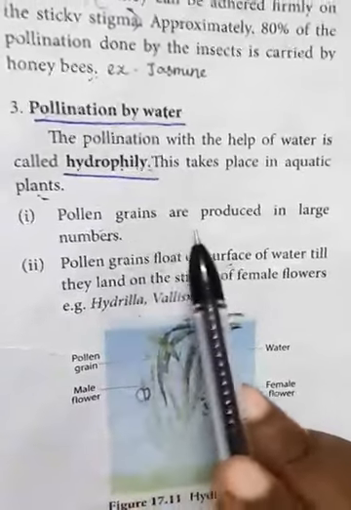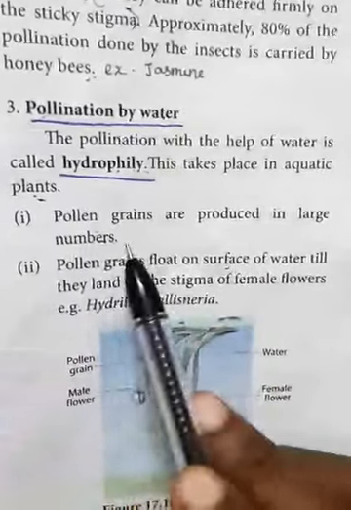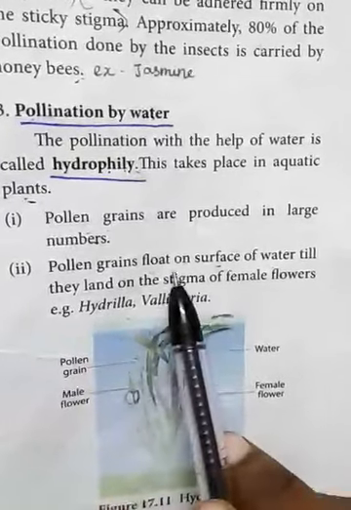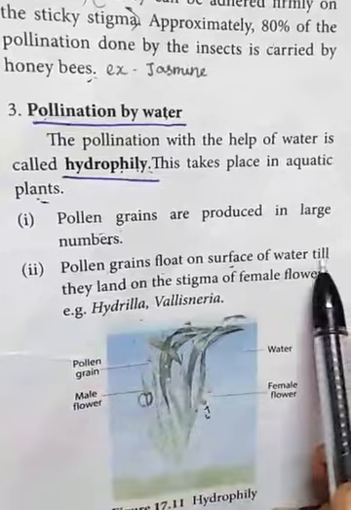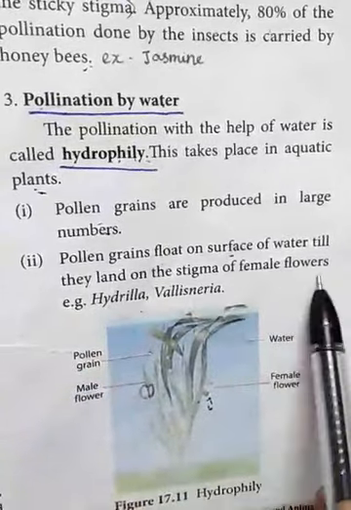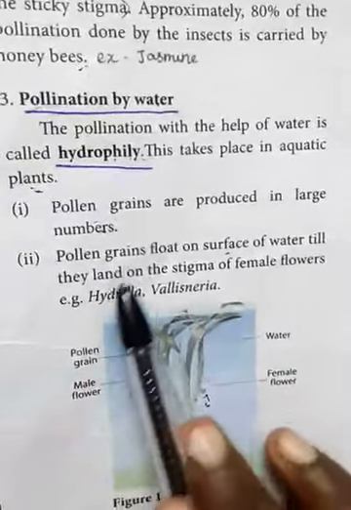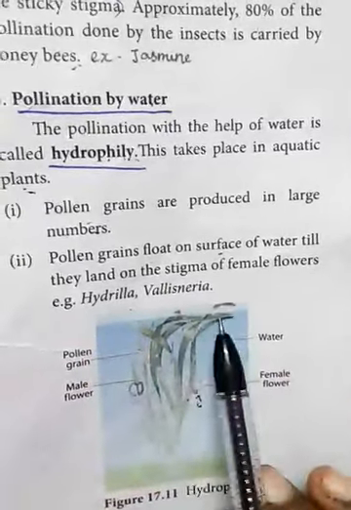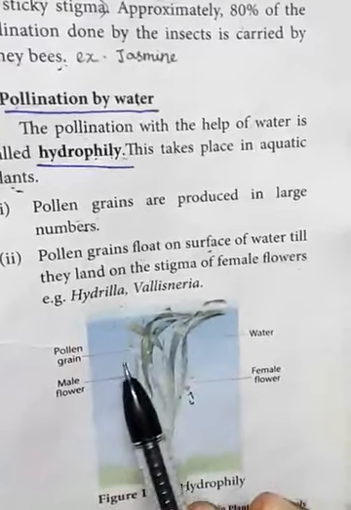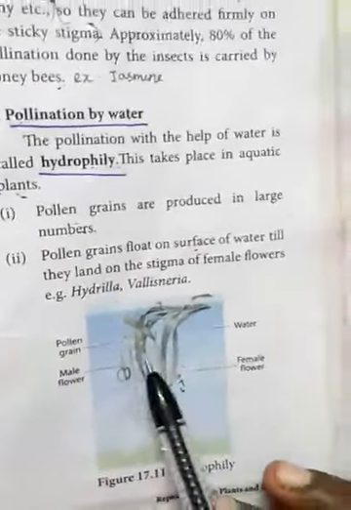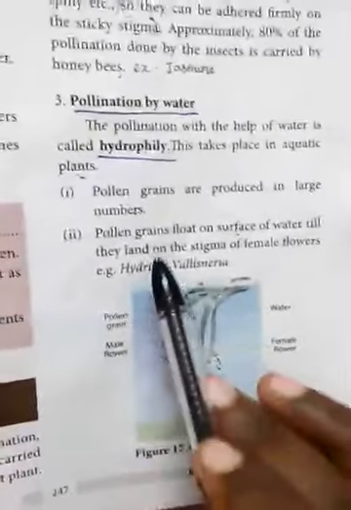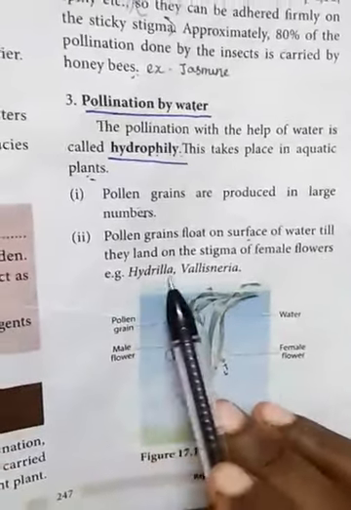First feature, the pollen grains produced should be large in number. Next, the pollen grains float on the surface of water till they land on the stigma of the female flowers. So here again the pollen grains should be light in weight so that they can float in water. Another feature you can find in the pollen grain is that they are larger in size, then only they can reach the suitable female flower. So common examples of hydrophilous flowers are Hydrilla and Vallisneria.